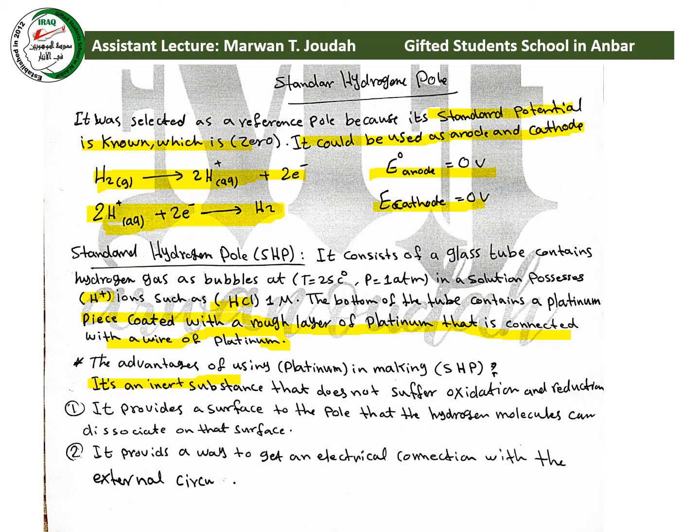So it provides a surface to the pole on which the hydrogen molecules can dissociate. This is the first one. The second one is that it provides a way to get an electrical connection with the external circuit. All right, here is everything.